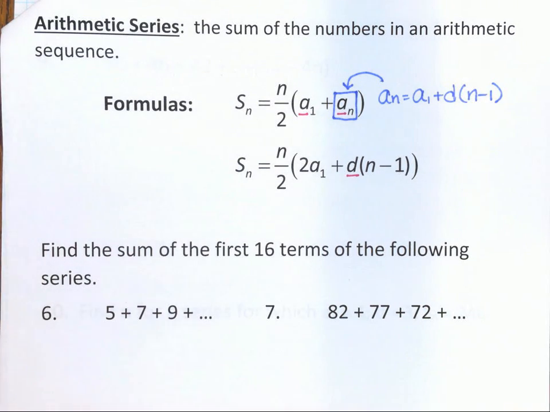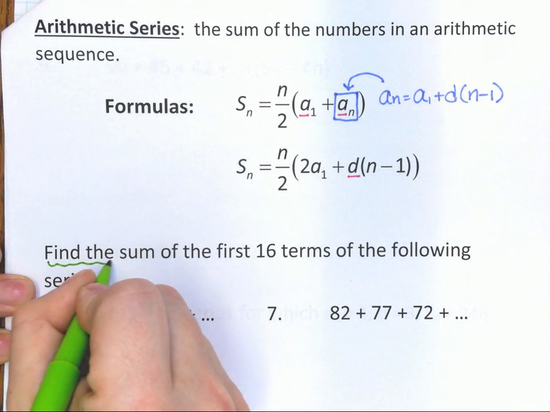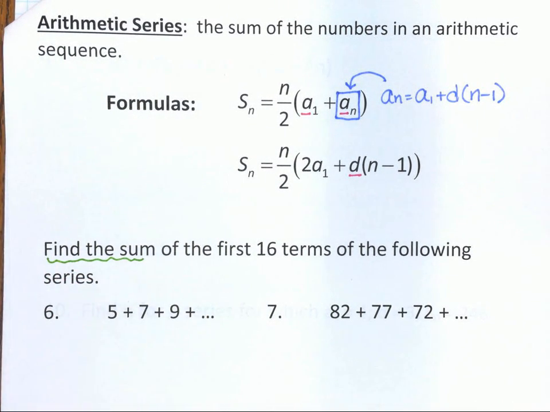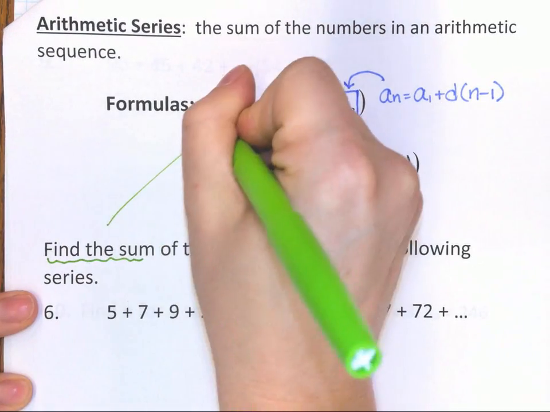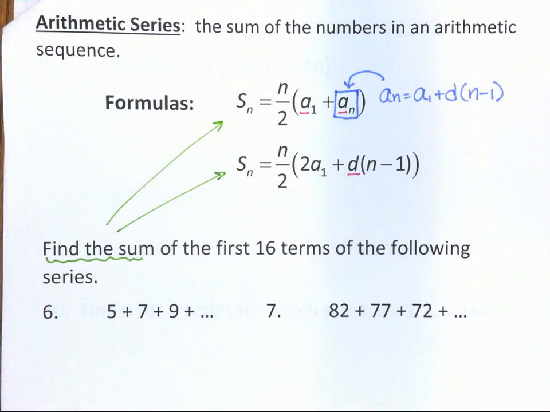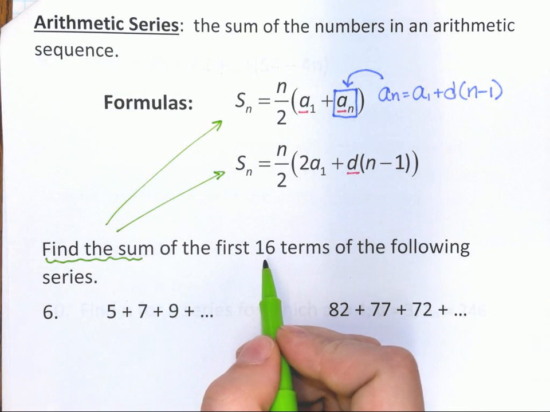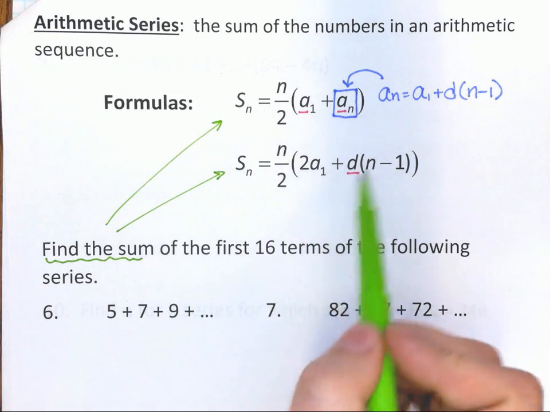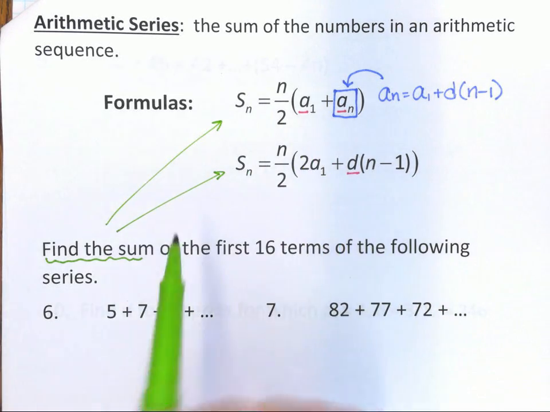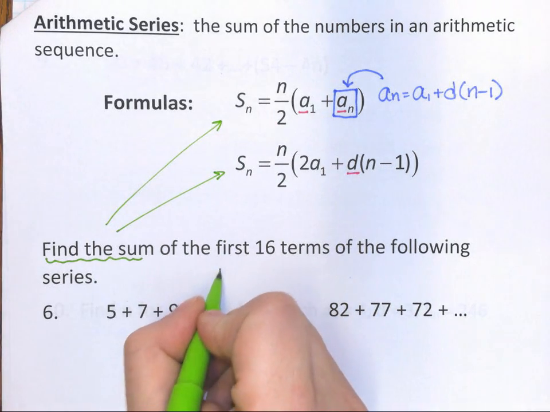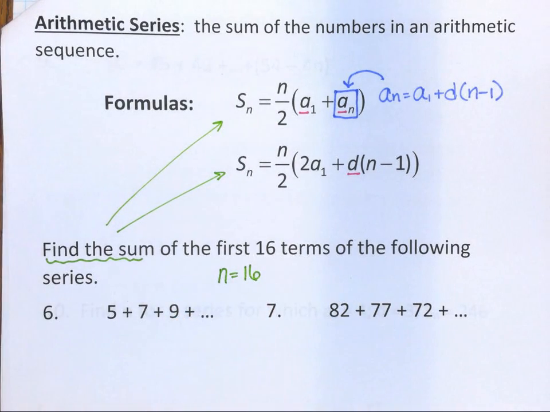For these next 2 problems, first thing it says is find the sum. Since I'm finding the sum, that means I'm going to use either that formula or that formula, depending upon what information you're given. But I'm given something else in those instructions. What else am I given in those instructions? 16. What is 16 going to stand for? The amount of numbers. So which thing? Just the n. Just the n itself here is 16.